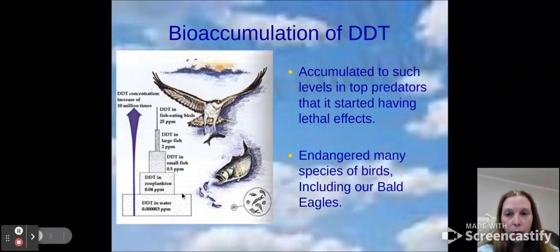So, for instance, you might get DDT in the water at a very, very small amount. Well, then it's going to get into the phytoplankton, the little teeny tiny bacteria and animals that live in the water. Well, then it's going to go into the small fish, and then it's going to go into the large fish, and that's building up as we go. It's becoming more and more concentrated as we go. Well, then the bird that eats the large fish is going to get the biggest amount of DDT in its system because of all of it that's been eaten throughout this food chain.